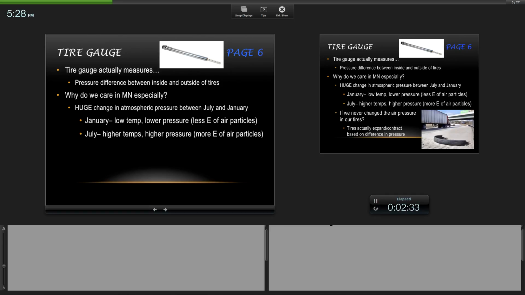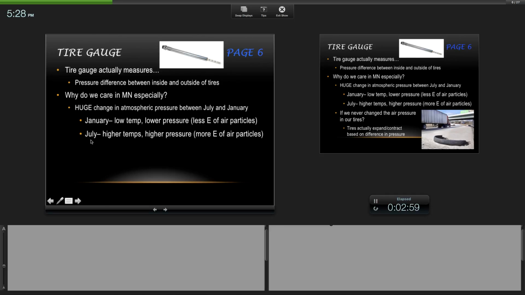So the idea here is that if you are not changing the pressure inside your tires to match the changing outside atmospheric pressure, you end up with really big changes. Your tires can actually push against the air pressure. For example, if you don't change the pressure in January, and the temperatures and the pressures around the tire are too low, the pressure in the tire will want to actually push out.